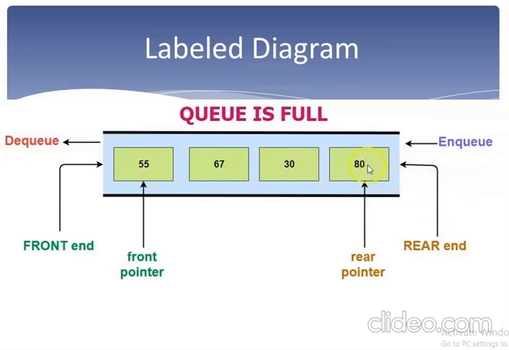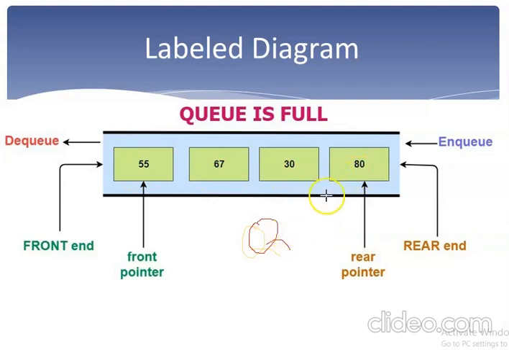There are 4 values, and the size of this queue is 4. We have no other spaces left in this, so we can say that the queue is full. The index of this queue, this is an array, so the index goes like this: 0, 1, 2 and 3. The size of the array is 4. The indices are 0 to 3. If Q is the name of the structure, then Q of 0 represents 55, Q of 1 represents 67, Q of 2 is 30, and Q of 3, the last element, is 80.